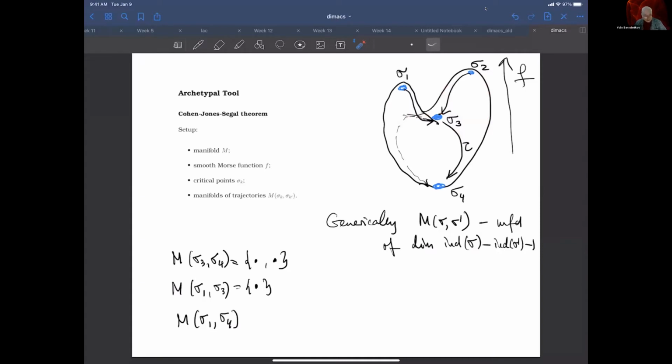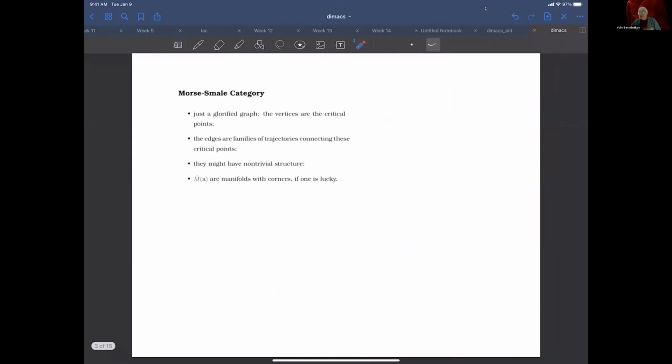Cohen, Jones, Segal theorem. And again, they don't talk about the things which computer scientists should be talking about, like partially ordered sets or just graphs, right? They talk about categories and whatnot, and this of course is off-putting. So they have a category, and the category in this situation is just a glorified graph, right?